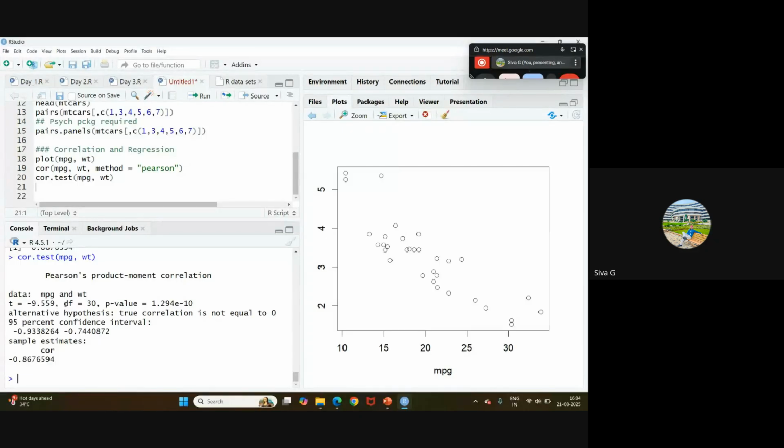Because in the olden days, when we were studying postgraduation, we were taking table values. Sorry, calculated values. Here T is the calculated value, and then we go with table values. We have statistical tables: T table values, F table values, like that. For every test there are corresponding table values.